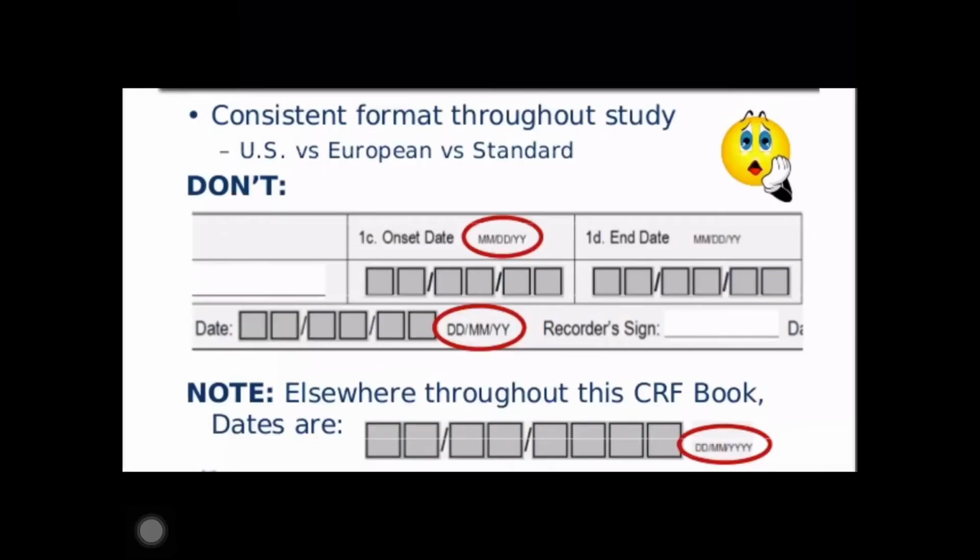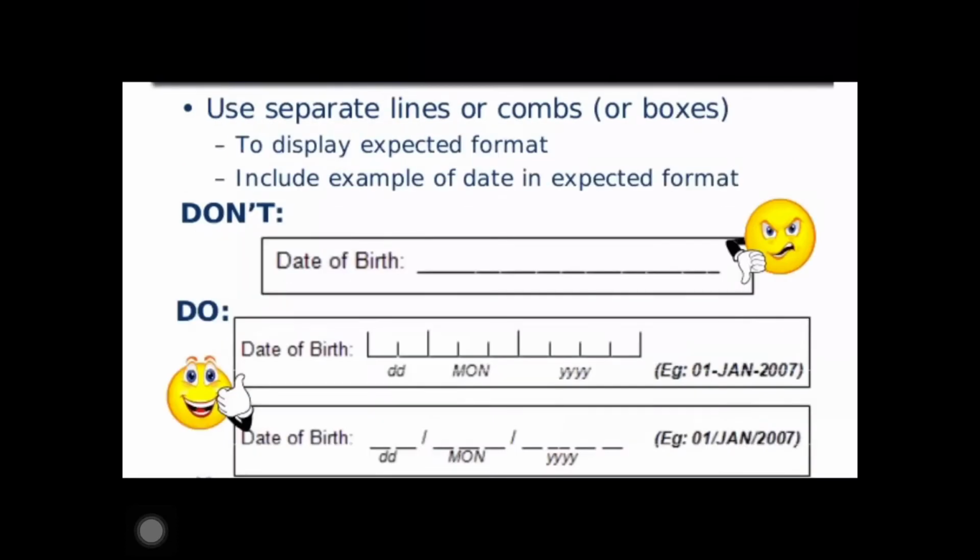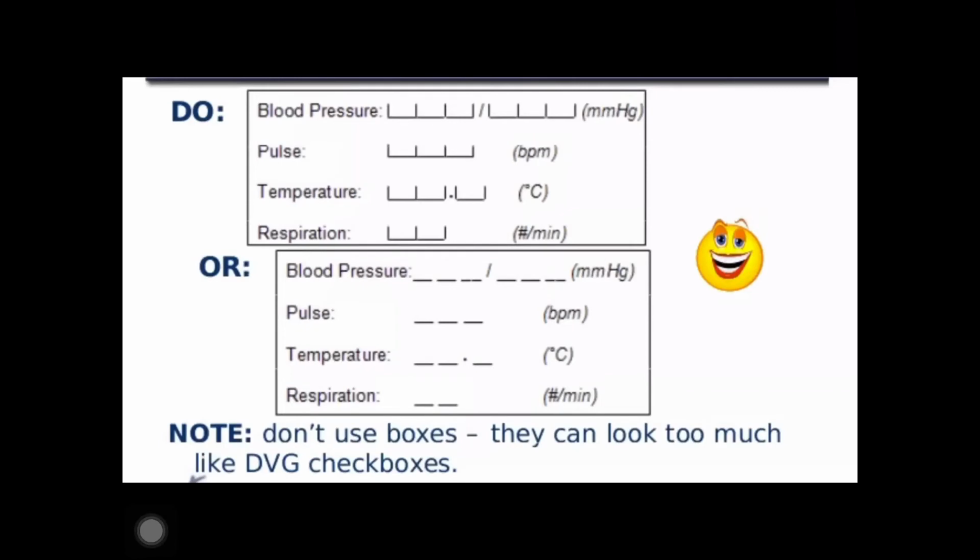Well, here are some important considerations to keep in mind while designing a case report form. While using date and time fields in a CRF, a consistent format should be used. As you can see in this example, at one place they have used MMDDYY format and at another place they have used DDMMYY format. Also, it is best practice to use separate lines or boxes to enter dates in the expected format, as you can see in this example. The same principle applies for fields where we need to enter numeric values like in this example.